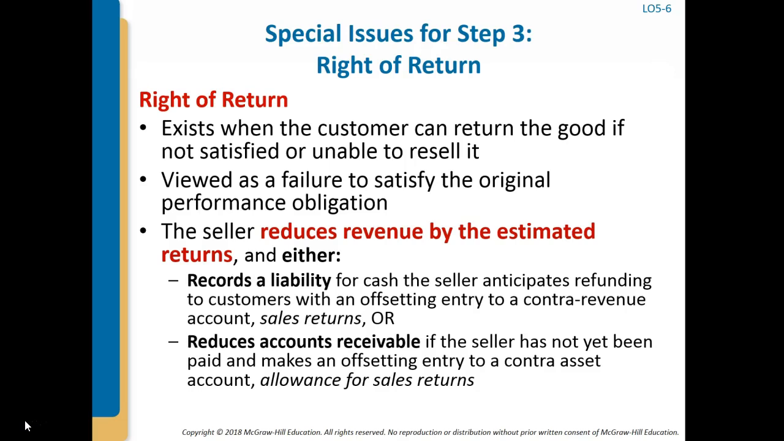If the seller lacks sufficient information to accurately estimate returns, the constraint on recognizing variable consideration we talked about earlier applies, and the seller should recognize revenue only to the extent it is probable that a significant revenue reversal will not occur later if the estimate of returns changes. In fact, the seller might postpone recognizing any revenue until the uncertainty about returns finally gets resolved.